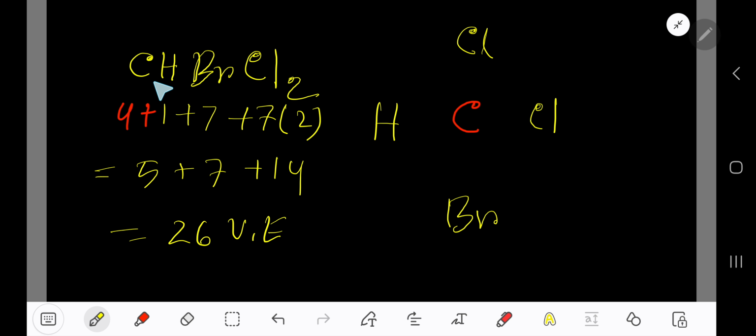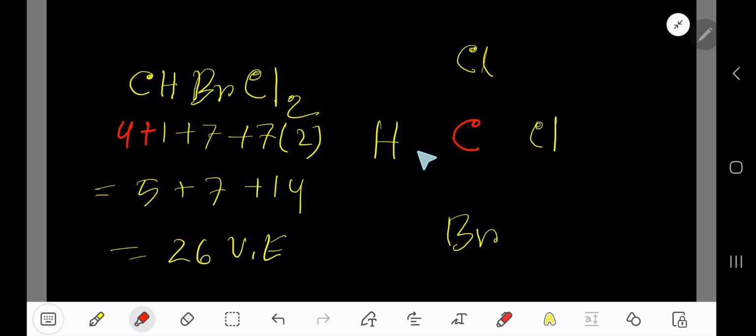Bromodichloromethane, Lewis structure. Carbon has 4 valence electrons, hydrogen has 1, bromine has 7 valence electrons, and chlorine has 7. As we have 2 chlorine atoms, multiplied by 2. So if we add, then we are getting 26 valence electrons. These 26 valence electrons have 2 tasks at the same time. The first task is to connect these 5 atoms together, and the second task is to satisfy octet and duet.